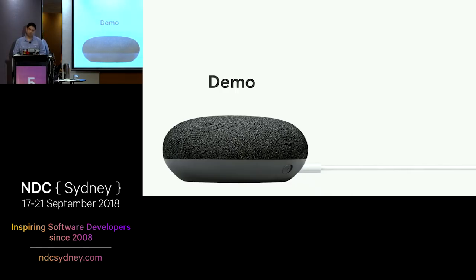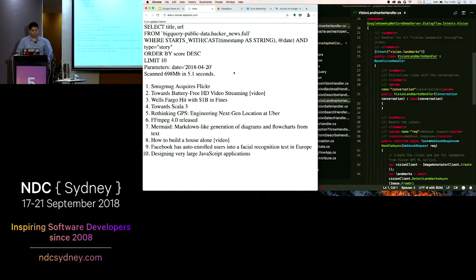Sorry, there is no data for that date. What is the top Hacker News post for April 20th, 2018? Scanned 698 megabytes in 5.1 seconds. The top title on Hacker News was titled, SmugMug Acquires Flickr.